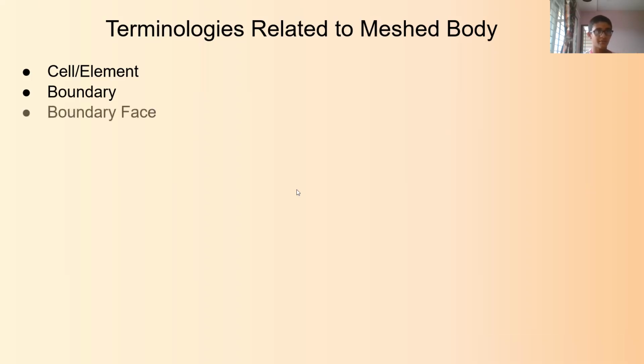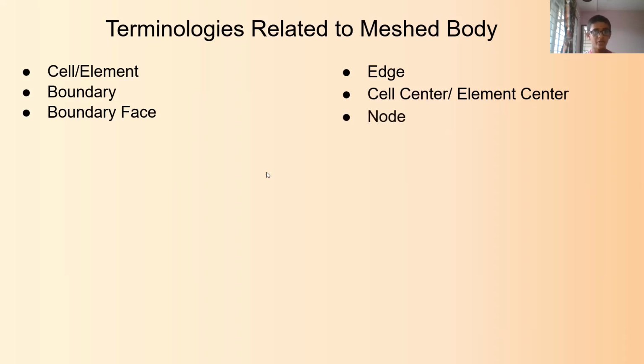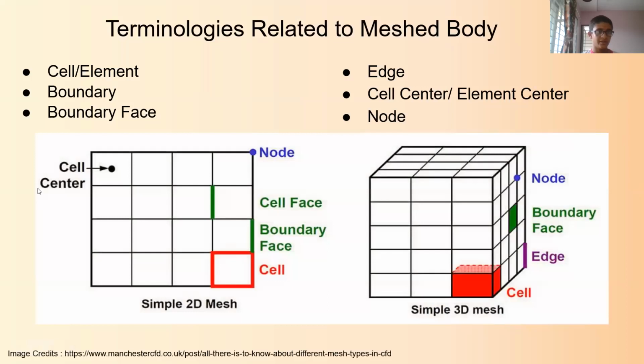Then the next is a boundary face. We have next an edge, cell center or an element center. So at some point they use cell, or at some other places they use element. They are interchangeably used. Then we have node.